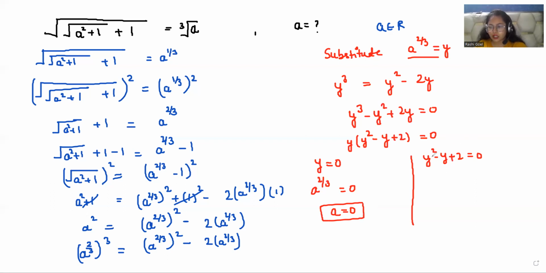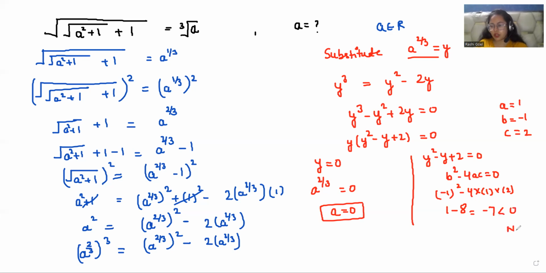Now coming to this side, this looks like a quadratic equation. So we compute the discriminant b square minus 4ac. The value of a is 1. The value of b is the coefficient of y, that is minus 1. And the value of c is 2. So minus 1 square minus 4 times 1 times 2. So 4 times 1 is 4, 4 times 2 is 8. So 1 minus 8 is minus 7, which is less than 0. That means no real solution.